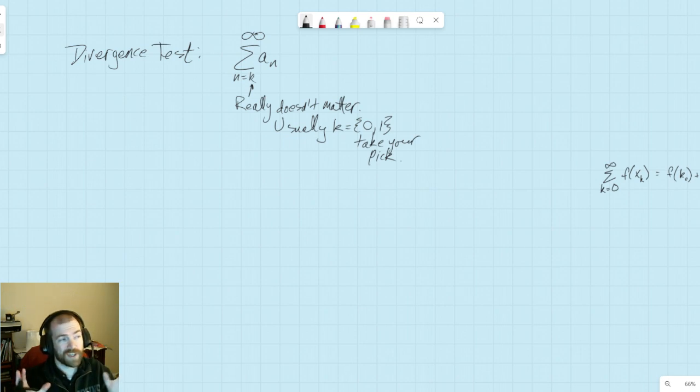Usually k is either 0 or 1, take your pick. And realistically, it doesn't matter. You could have it be 20. That's just the first value it picks. It doesn't matter. Okay, so the divergence test is super easy.